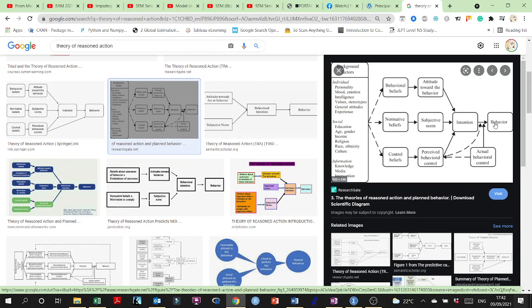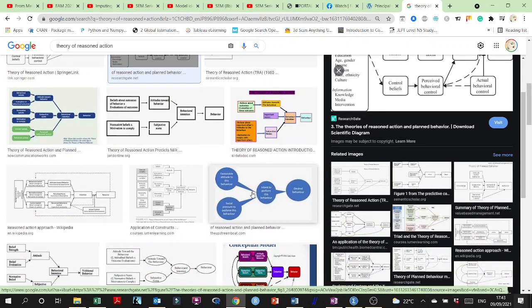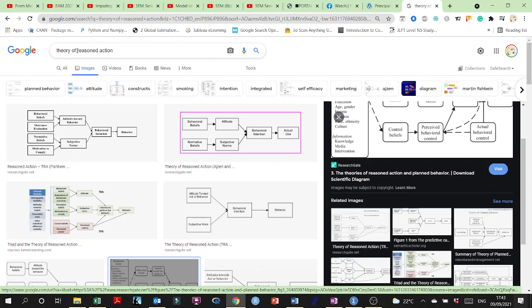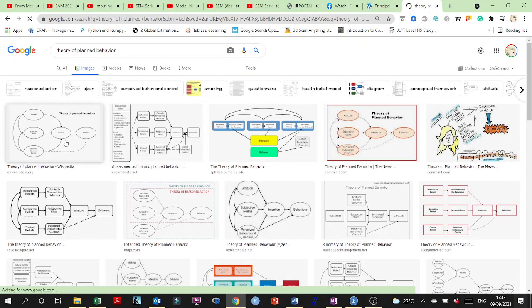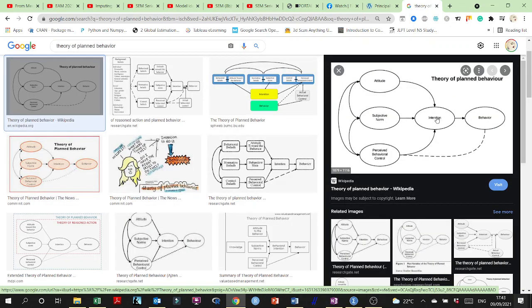If this is the intention to behave and then you behave, there is the attitude toward the behavior, there's the subjective norm, and there's the perceived behavioral control. Based on this, you can study an intention to act. So this is the theory of planned behavior. Here's the intention to act, or here's the behavior.